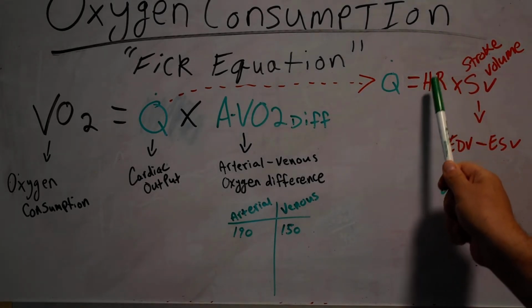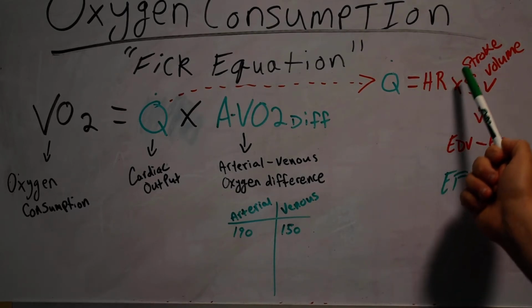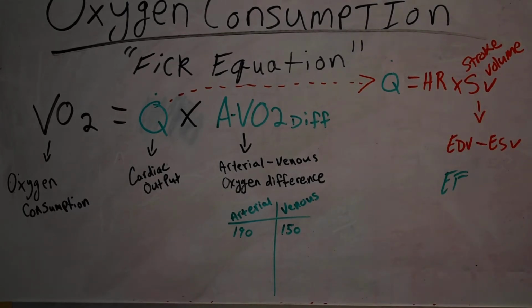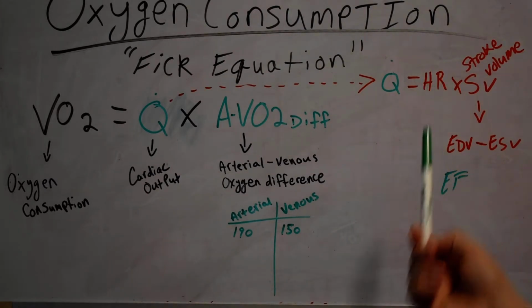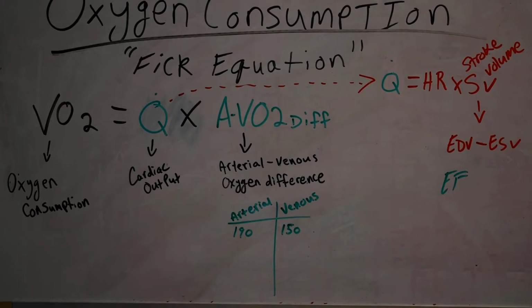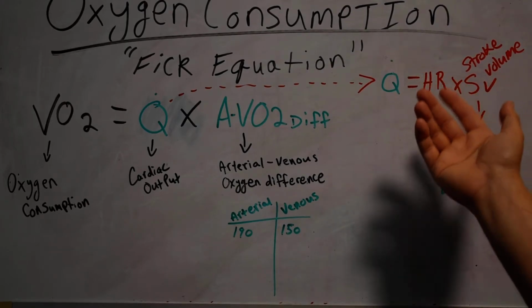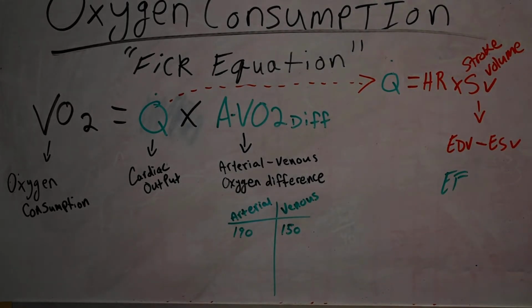So if you were to theoretically say you had a stroke volume of 100 milliliters and you had a heart rate of 60, then you would have a cardiac output of 6,000. But that's just an example. I'm going to give you another example that will make more sense in a second.